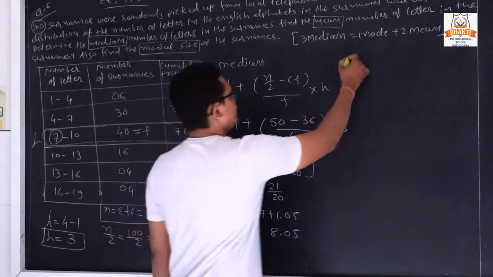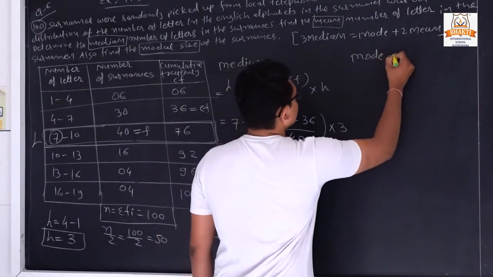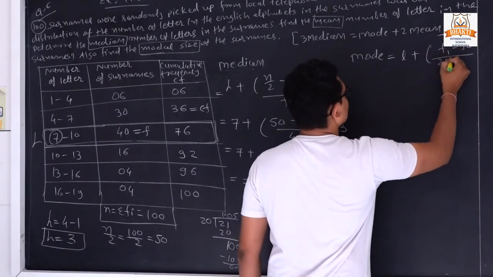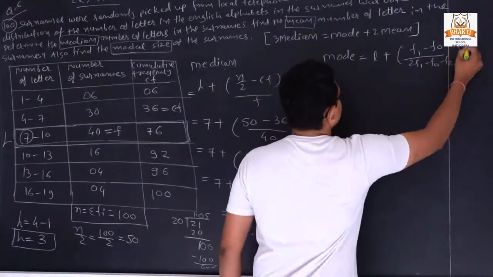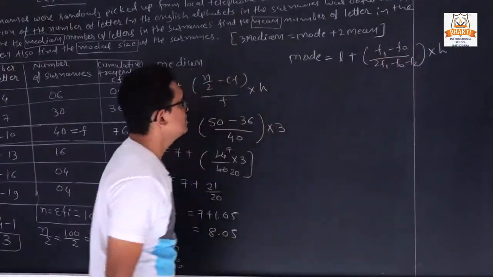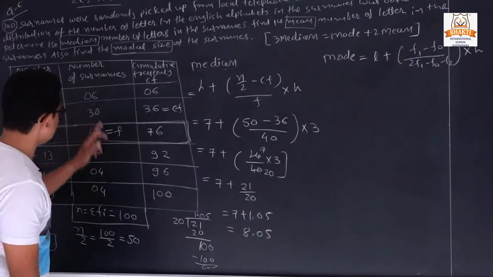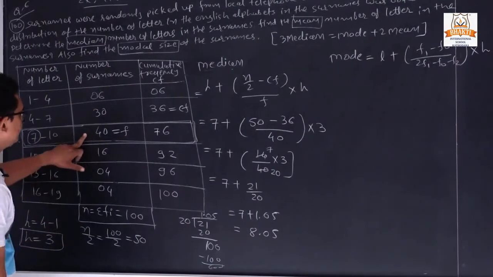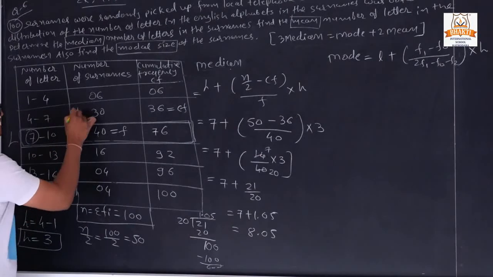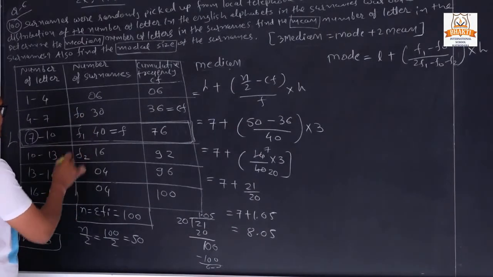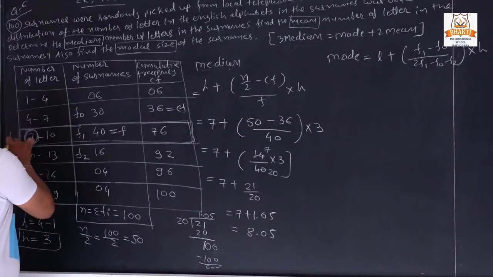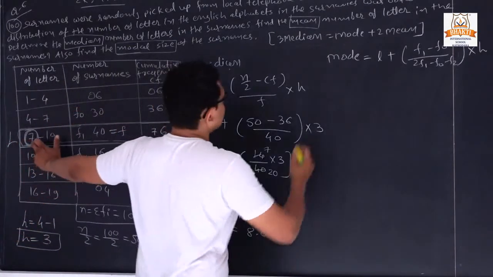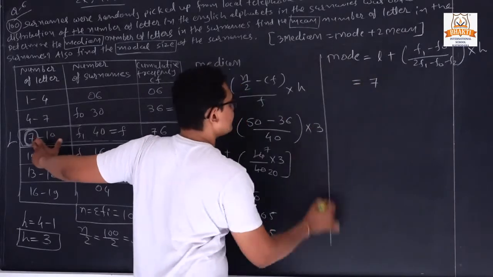Now we can find out the mode. So what is the formula for mode? L plus (F1 minus F0) upon (2F1 minus F0 minus F2) into H. See this column. Where is the maximum frequency? It is here, 40. So it becomes F1, it is F0, and it is F2. So it becomes our L, and the height is already given. So what is the value of L? 7.